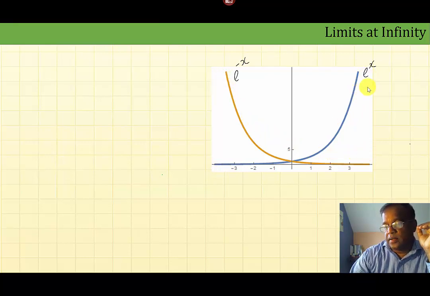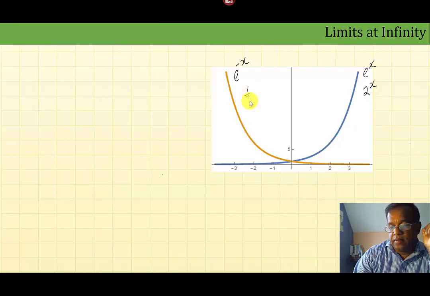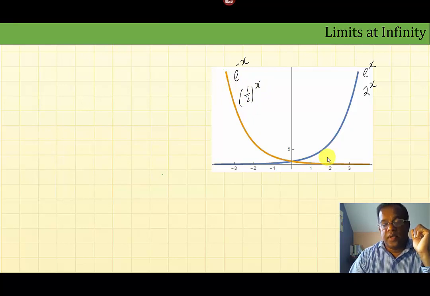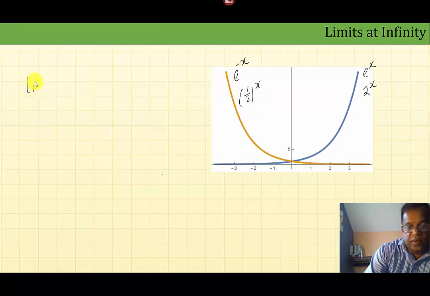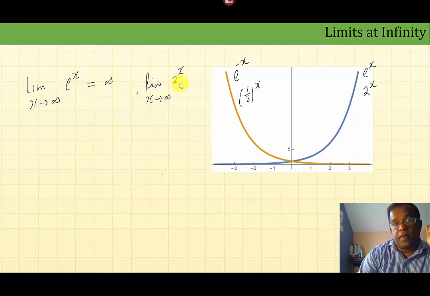So this also can be, say, the graph of 2 to the x, for example. The base is greater than 1, so this is exponentially increasing. Or we may have 1/2 to the x, so this is the graph of an exponentially decreasing function. So we're going to use these rules. As x goes to infinity, e to the x goes to infinity. So is the case for the limit as x goes to infinity of, say, 2 to the x. Anything greater than 1 to the power x also goes to infinity.